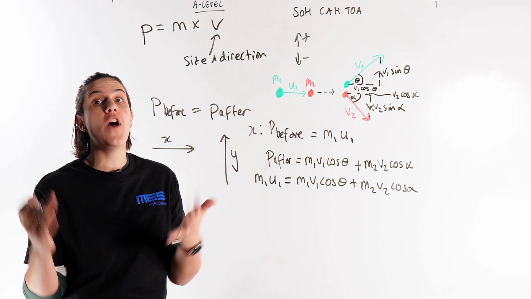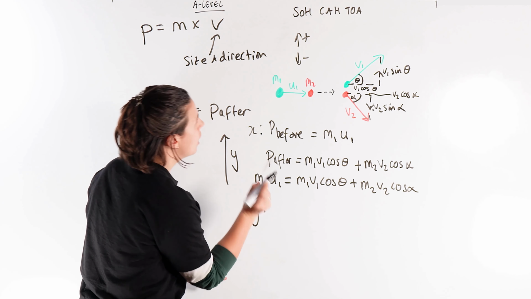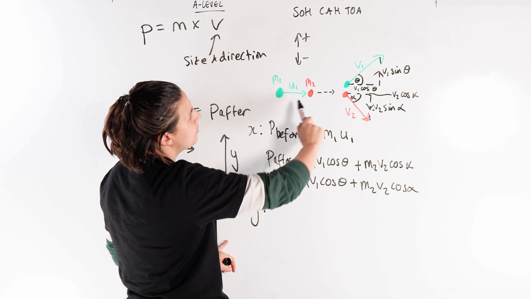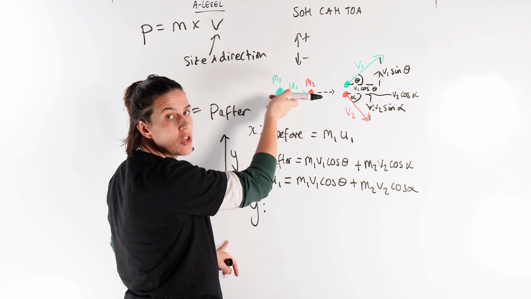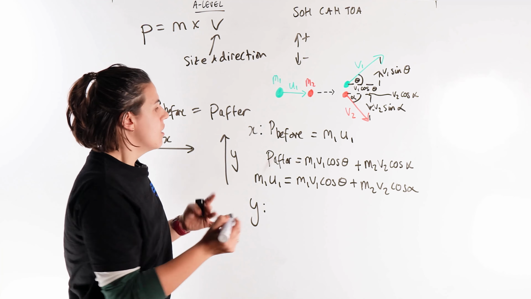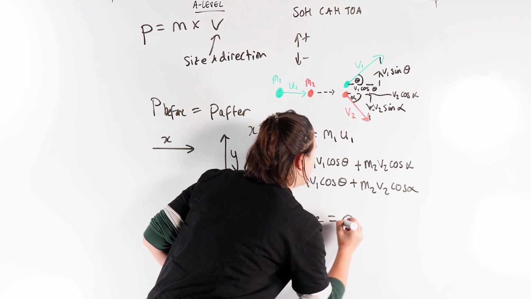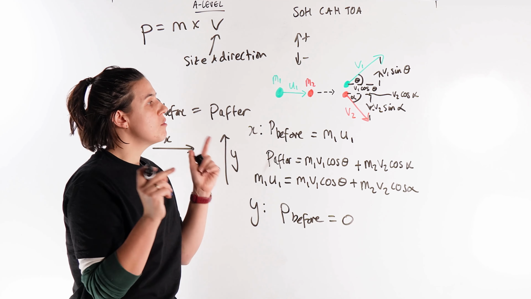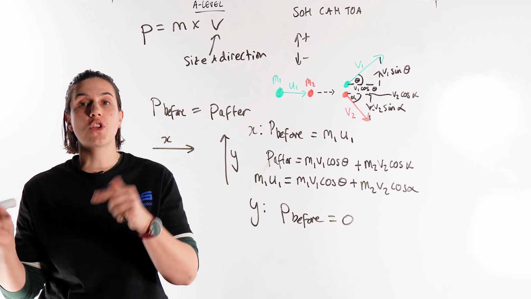Now I want to think about the vertical momentum, the momentum in the y direction. You'll notice that actually before the collision, the object m1 was just moving to the right. It wasn't moving up, it wasn't moving down. So it wasn't moving in that vertical plane. So actually the momentum in the y direction before the collision is 0. So I know that the momentum in the y direction after the collision is also going to have to be 0. And that actually figures, doesn't it?